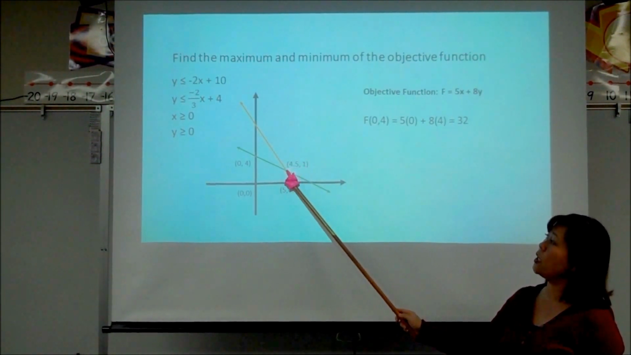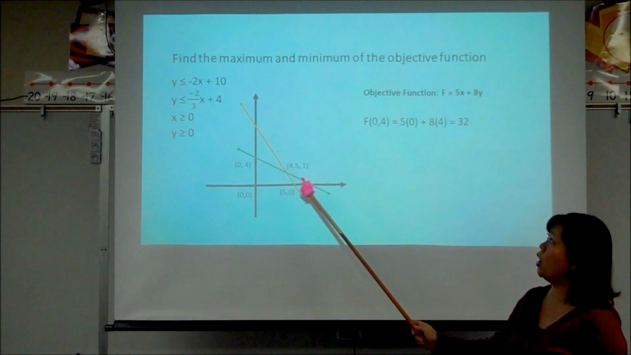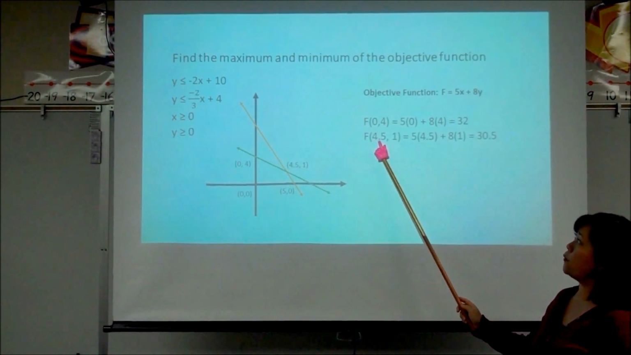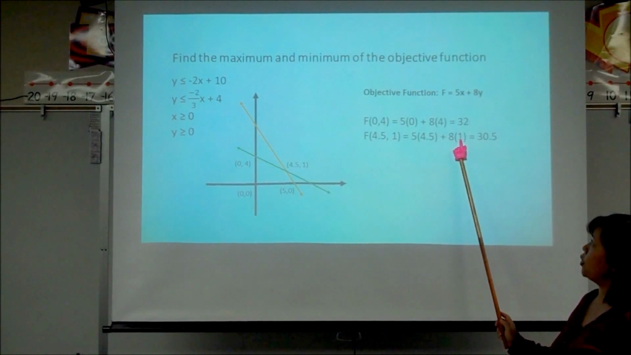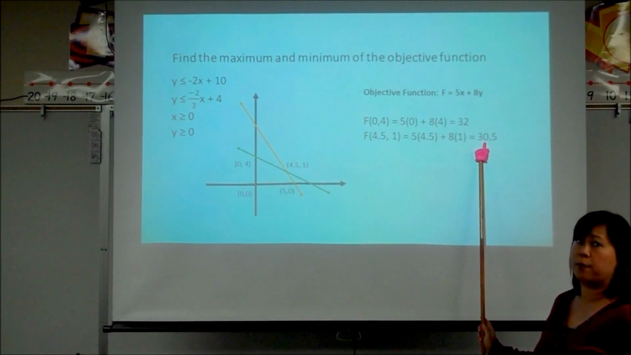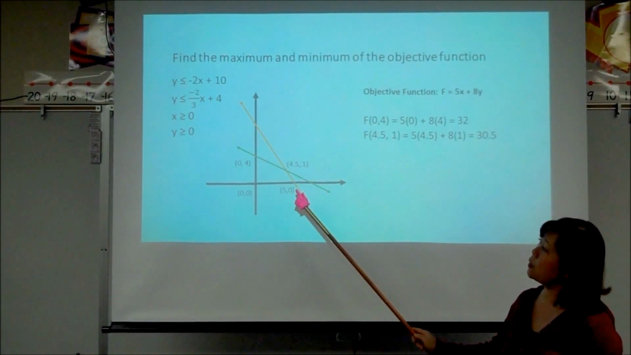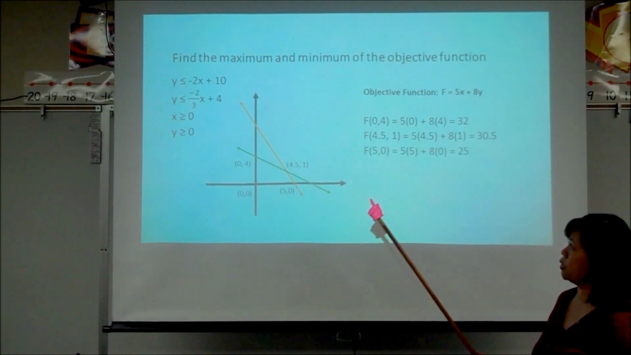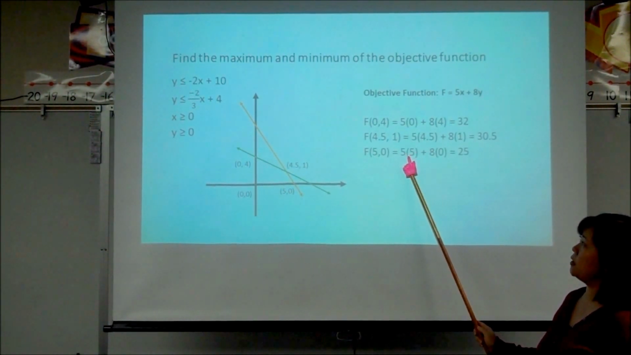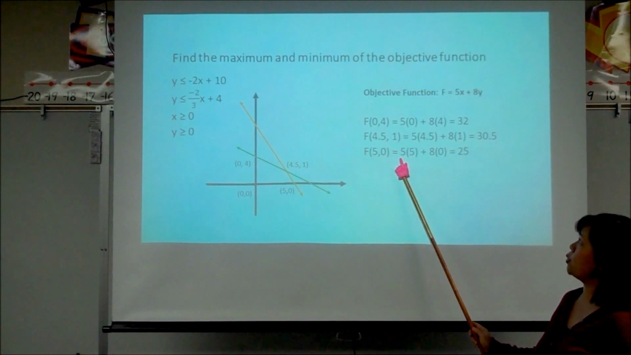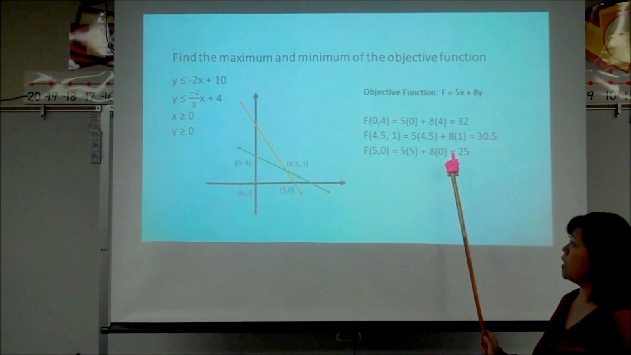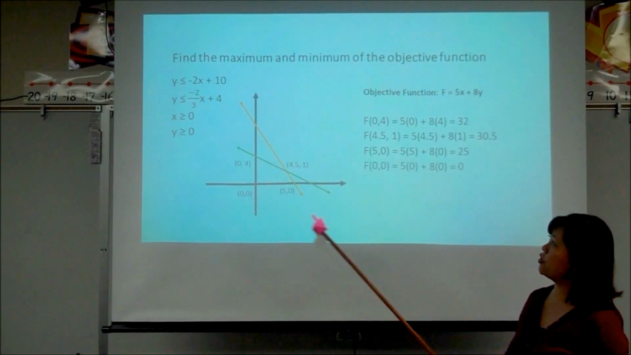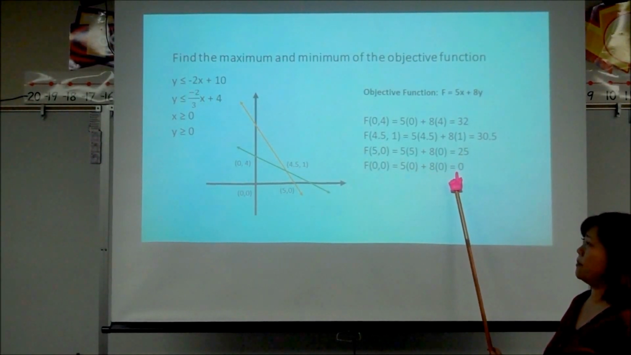Okay? The next point I would use then is 4.5 and 1. So do the same thing. We go 4.5 times 5 right there, and then 1 times 8 right there. Together, it comes out to 30.5. The next point I would use is this right here at 5, 0. So at 5, 0, we put in the substitution part of it. So that's 25, and 8 times 0 is 0. So the final answer is 25. And the last one is the origin at 0, 0, so obviously that's going to come out to 0.